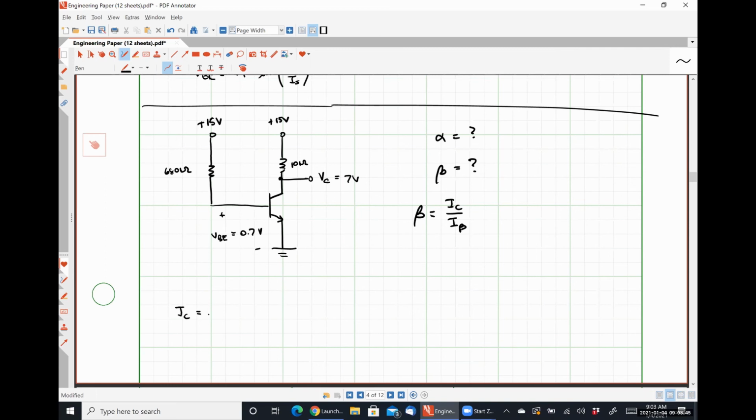Sorry, what was that? Yeah, the voltage drop over the resistor, which is just going to be what? 15 minus 7. How do we find IB? Yeah, the voltage over that resistor, which is going to be 15 minus 0.7. Nothing remotely hard about this, right? Just good old Ohm's law.